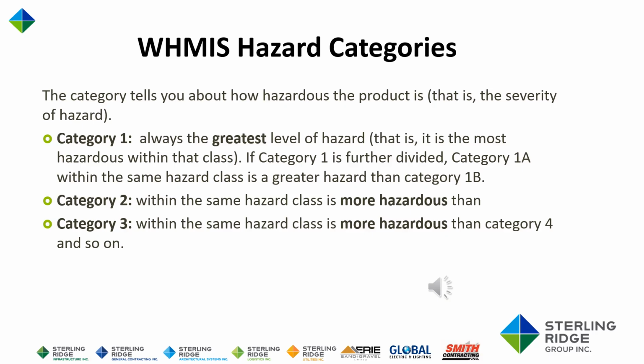WHMIS hazard category. The category tells you about how hazardous the product is, that is, the severity of hazard. Category 1 is always the greatest level of hazard, that is, it is the most hazardous within that class. If Category 1 is further divided, Category 1A within the same hazard class is a greater hazard than Category 1B. Category 2, within the same hazard class, is more hazardous than Category 3, which is more hazardous than Category 4, and so on.